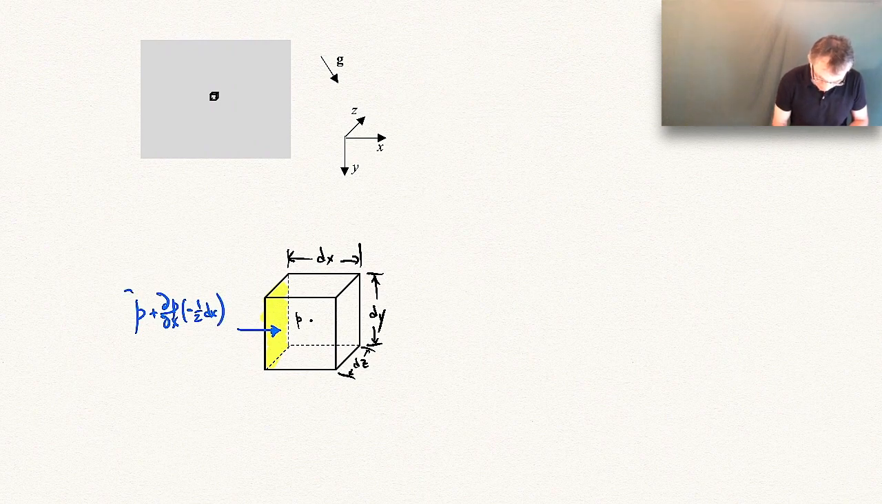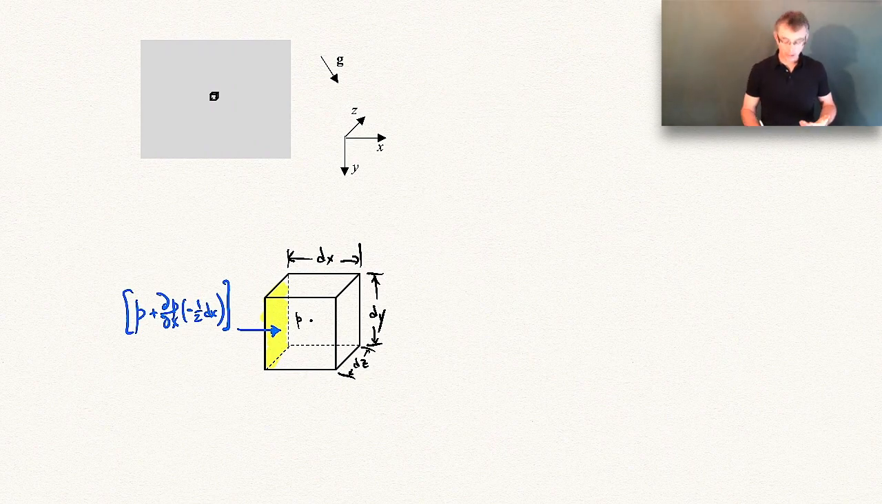So that's the pressure on that yellow wall there. The way I've written it here, it's the pressure we start with, P, plus how the pressure varies in the x direction, that's dP/dx. That's the change in pressure over the change in x position. We call that the pressure gradient in the x direction. A gradient is just how something changes with respect to position. So this is the pressure gradient in the x direction, or just how the pressure varies with x.